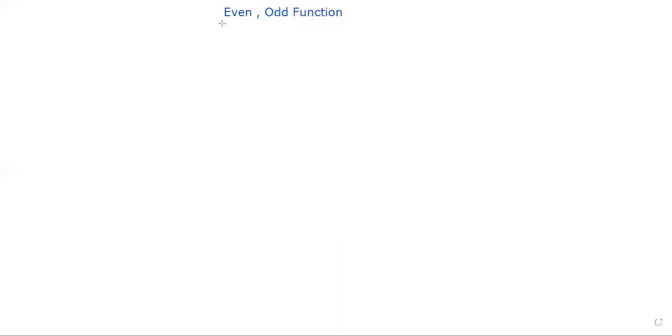Let us try to understand even and odd functions. As far as functions are concerned, there is a concept of even and odd function. An even function is when f of x is equal to f of minus x. That means for a function, putting x or minus x makes no change, then it is considered an even function.